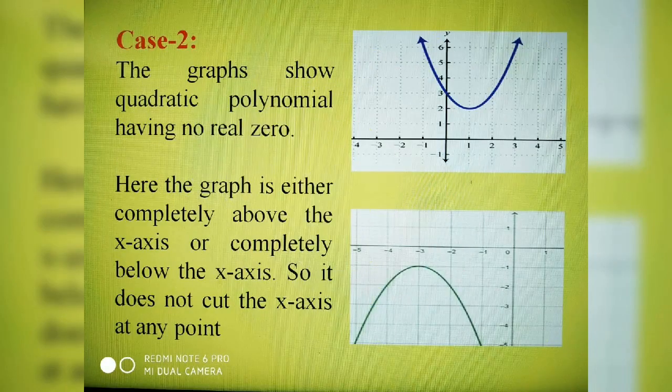Next example: here in these two graphs, these are the graphs of quadratic polynomials. They have no real zero. The graph is either completely above the x-axis or completely below the x-axis in these two figures. So it does not cut the x-axis at any point. So these quadratic polynomials have no real zero.